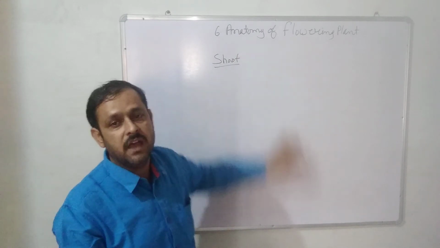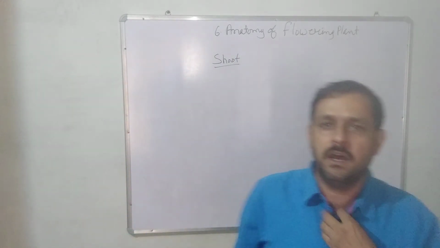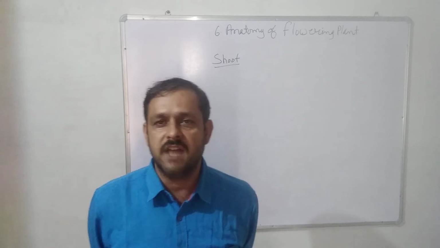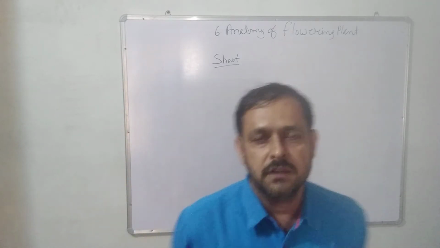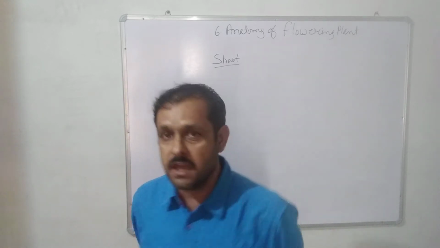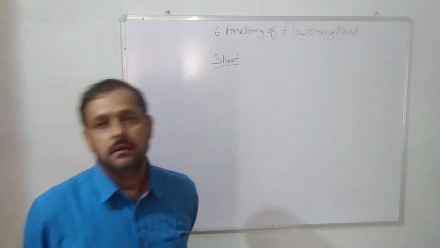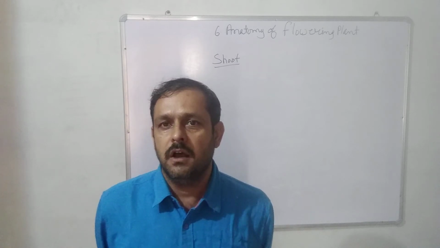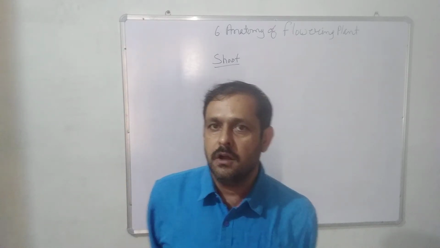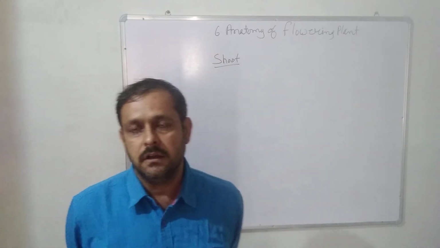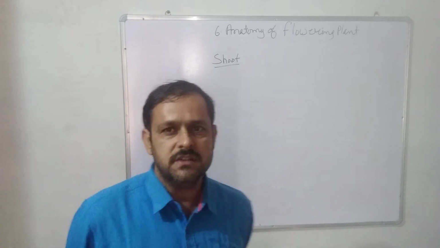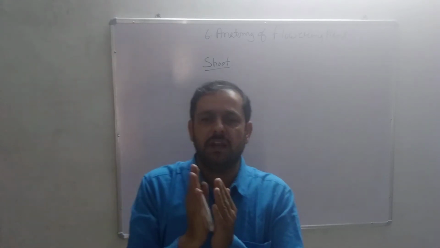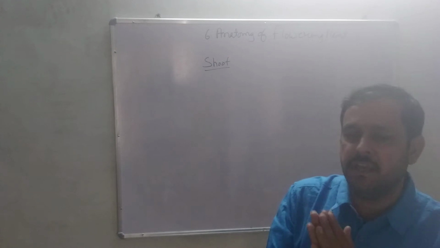Next, anatomy. What is anatomy? In the previous chapter we studied about morphology of flowering plants. What is morphology? Morphology is the external structure of a plant, meaning its shape, size, weight, color. The study of external characters is called morphology. And whenever we want to study the internal organs or parts, that is called anatomy. So what is anatomy? The study of the internal structure of a plant is called anatomy.